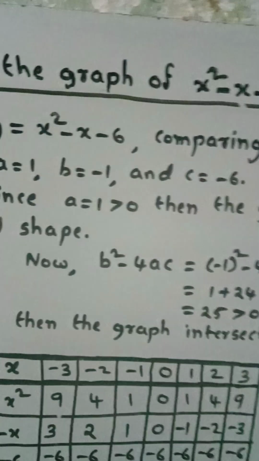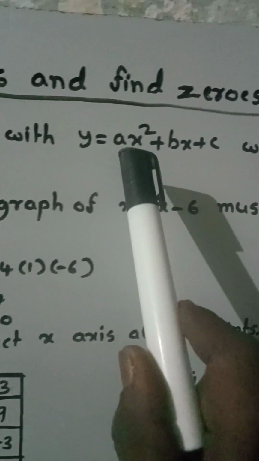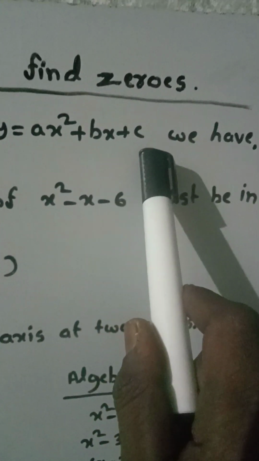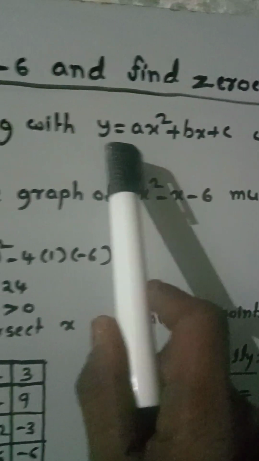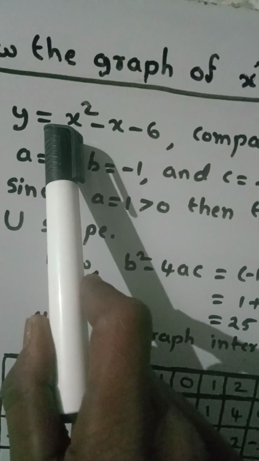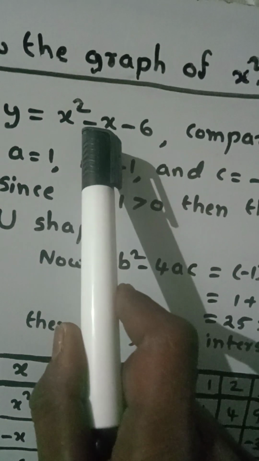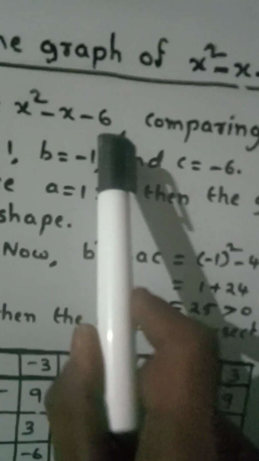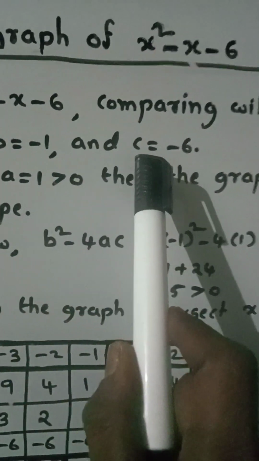This is a quadratic polynomial, so we can compare it with the general form ax square plus bx plus c. Then we observe that the coefficient of x square, the value of a, is 1, the coefficient of x, b, is minus 1, and the constant c is minus 6.